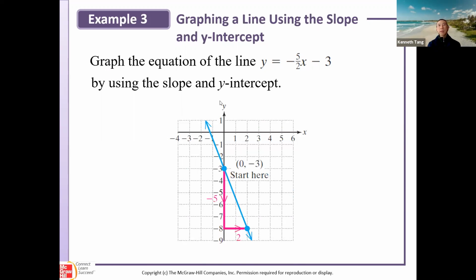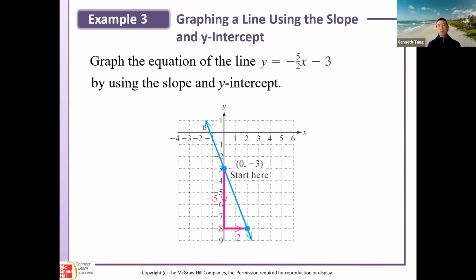If you are given the point, I'm going to start with the y-intercept, and I already know that the y-intercept is (0, -3). I'm going to start from that point. From that slope, I know that we have -5. That means I'm going to go down 5 units, and then go to my right 2 units. Go down 5 units, and then go to my right 2 units. That makes another blue dot.